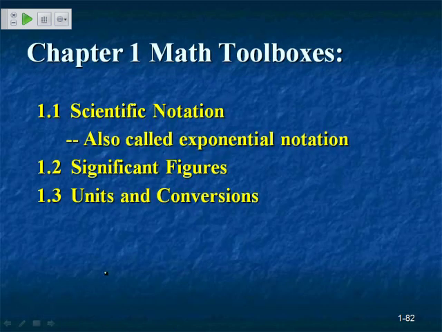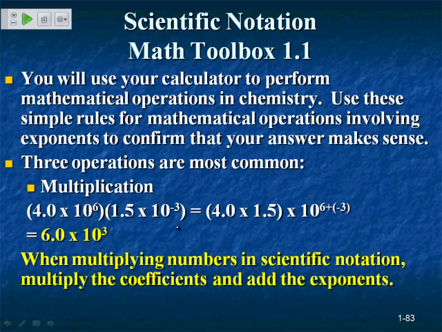Now the last thing in chapter 1, we will look at scientific notation, or exponential notation. How do we use that in calculations? Then we will look at the rules of significant figures, and then one more, units and conversions. We will do it one more time. So scientific notation: when we work with very large numbers or very small numbers, you use scientific notation because it's difficult to work with very large or very small numbers.